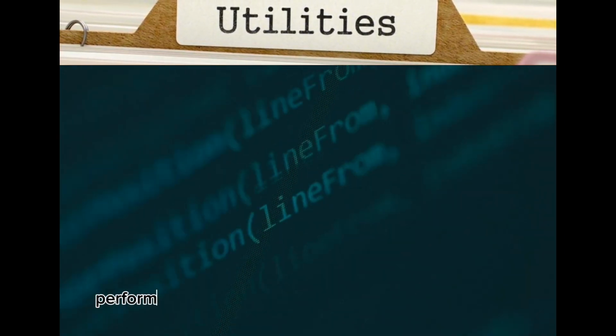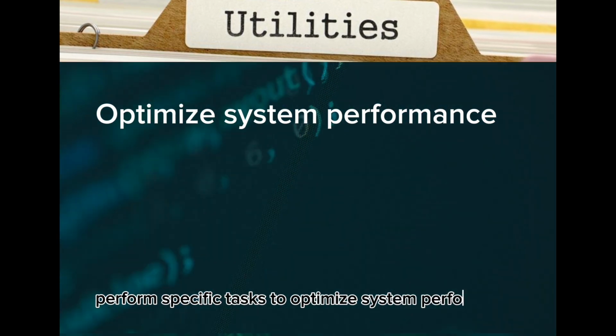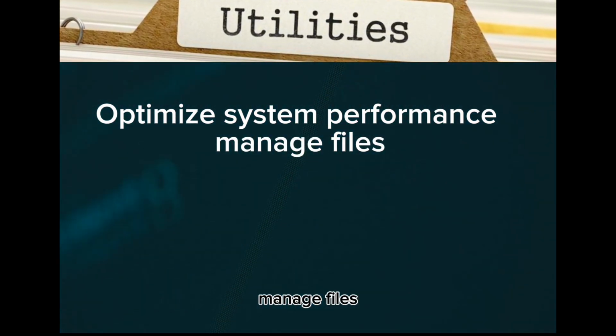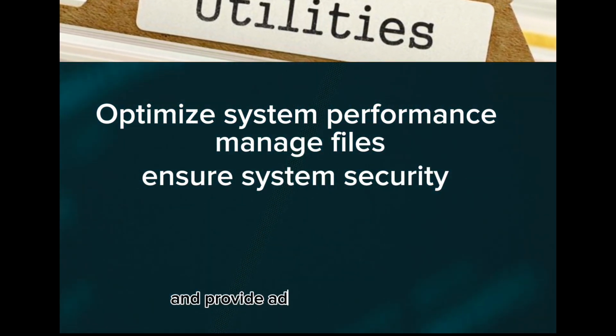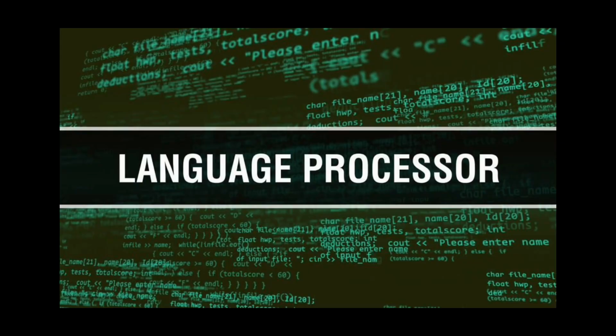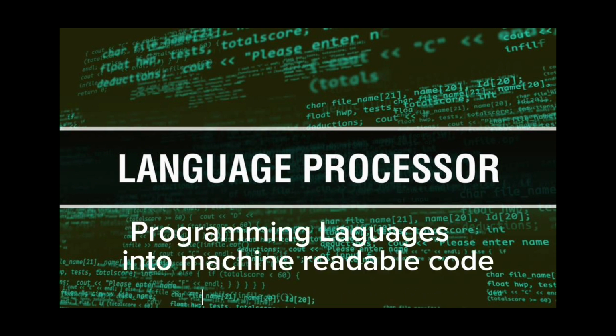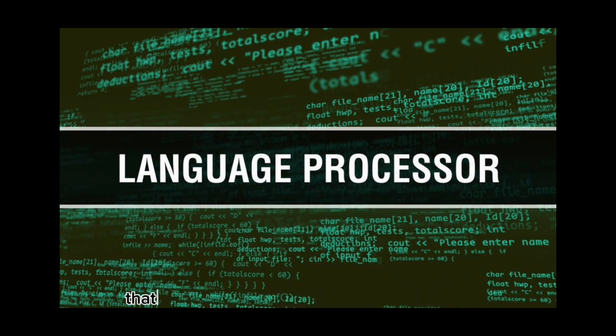Third is utilities. Utilities are software programs that perform specific tasks to optimize system performance, manage files, ensure system security, and provide additional functionality. Fourth is the language processor. Language processors, also known as language translators, are software tools that convert source code written in a programming language into machine-readable code that a computer can understand and execute.